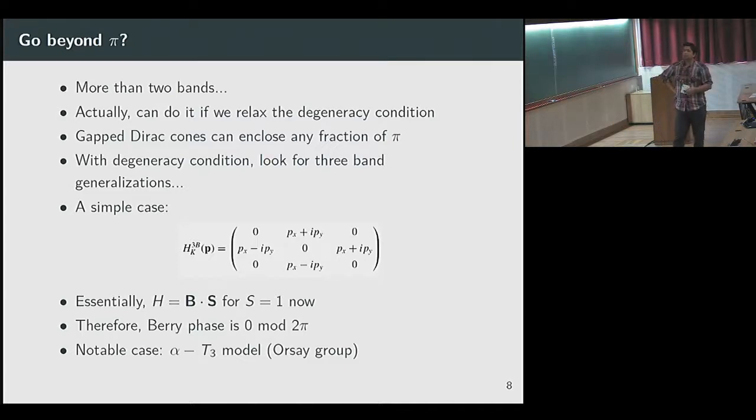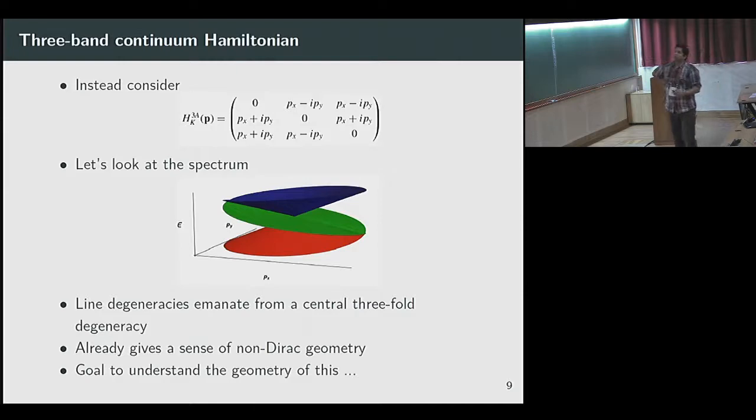And there's a notable example of this case on the lattice, which is called the alpha T3 model by the Orsay group, which actually is quite nice because it allows you to interpolate between spin half structure and spin 1 structure. The lattice lives on a dice lattice, and then you can interpolate between spin 1 and spin half nicely. So with this, I'll come to the Hamiltonian that is of interest to me. So let me consider this kind of a 3-band Hamiltonian.